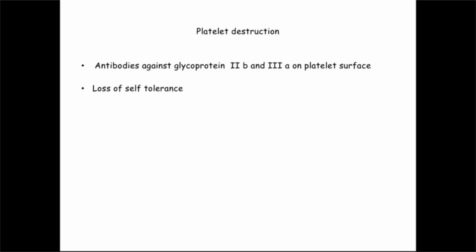So now let's begin with platelet destruction. Only in two specific ways platelet can be destroyed. Either a cell eats the platelet or it is destroyed by immunity. Coming to immunological reasons, antibodies are produced against glycoprotein 2B and 3A on platelet surface. This always happens because of loss of tolerance, which means your immune system is so confused that it doesn't know which is you, which is not you.